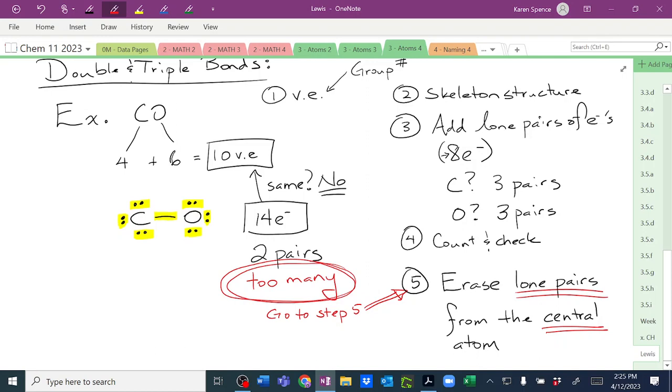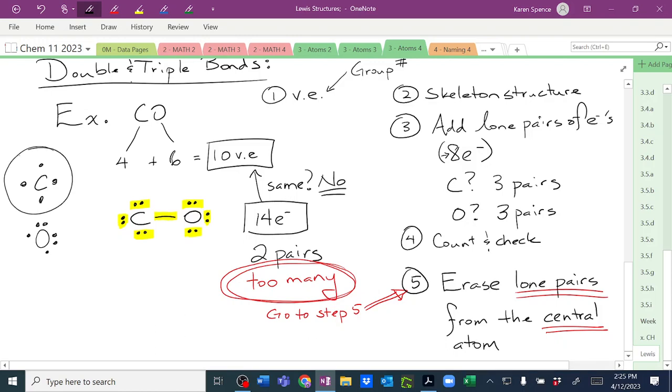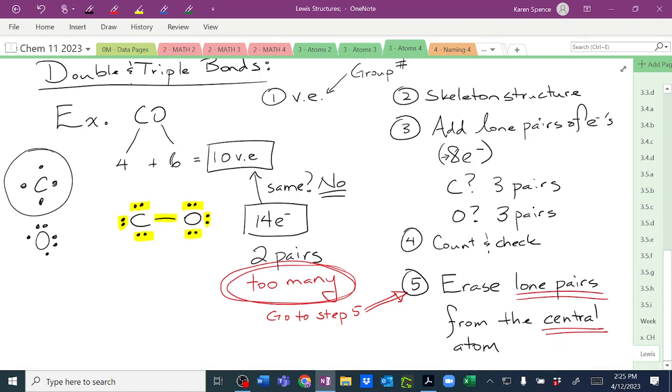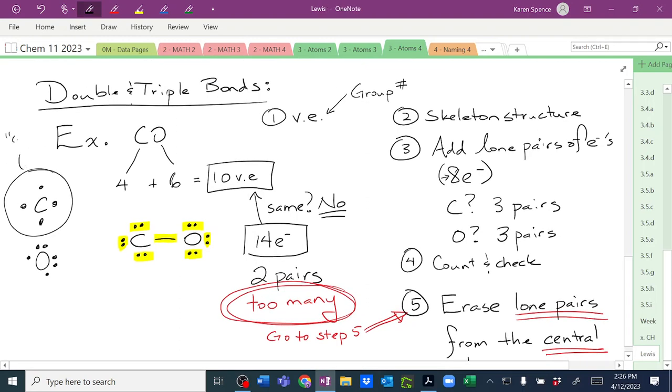But we can ask ourselves, if circumstances were different, who would be more likely to be the central atom? Would it be carbon with its 4 valence electrons? Or would oxygen be more likely to be the central atom with its 6 valence electrons? Who is more likely to be central? Carbon, because it can form 4 bonds, whereas oxygen can only form 2 bonds. So carbon, we're going to call it the quote-unquote central atom, even though it's not really central. Okay, we're going to pretend like it's central.